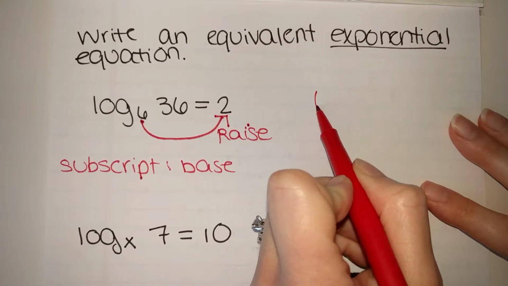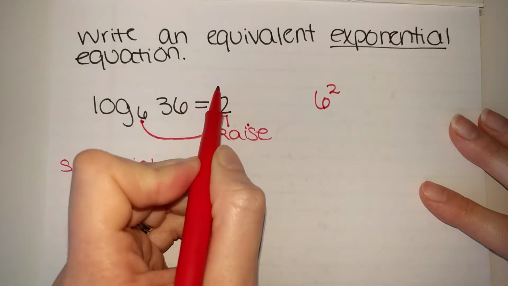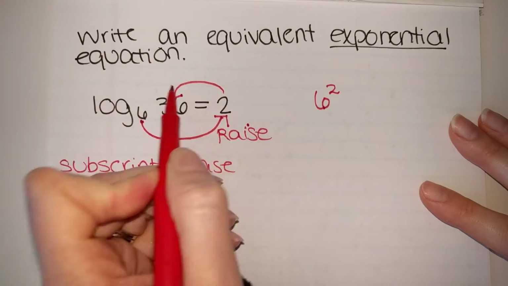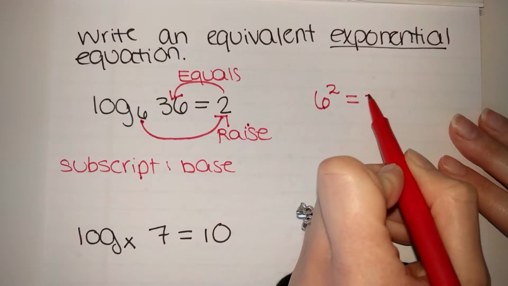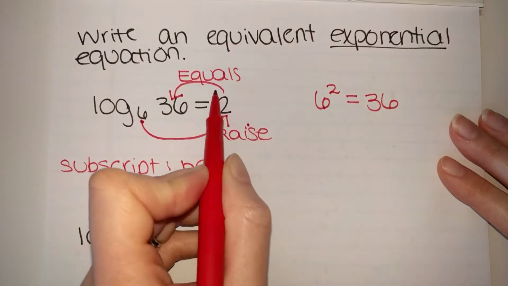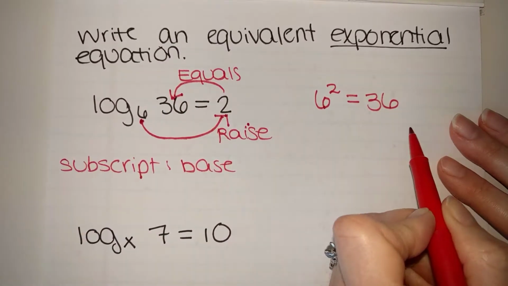So we will have for our exponential equation 6 raised to the second power, and then it's equal to the middle. So it equals the middle of 36. And if you look, it kind of creates a little wave here. So we go 6, raise it to the 2, and then it equals the 36.